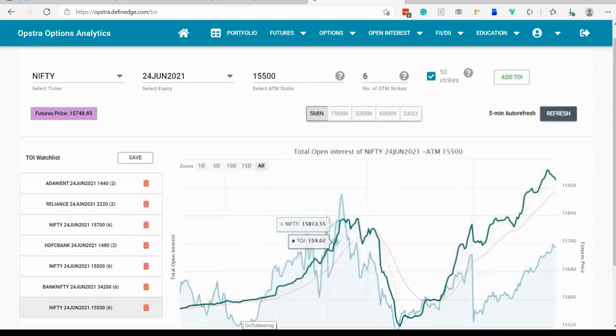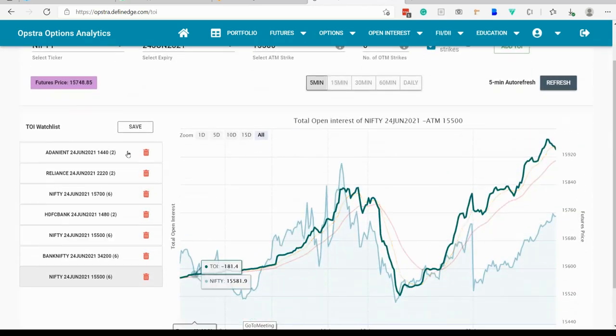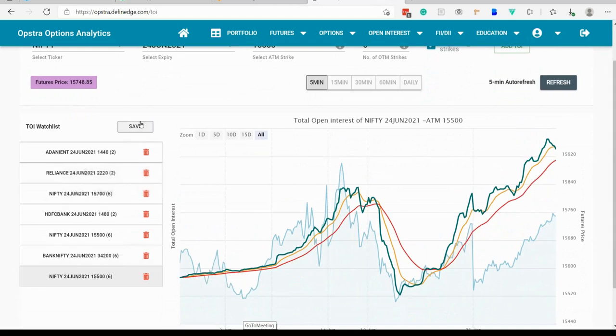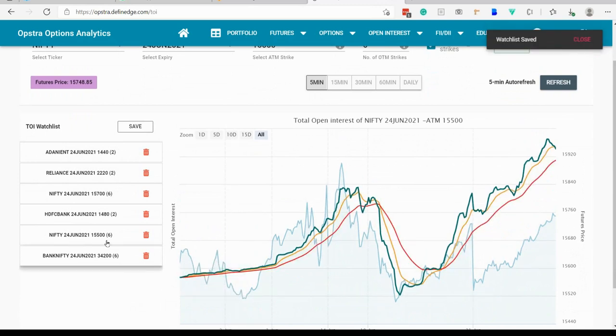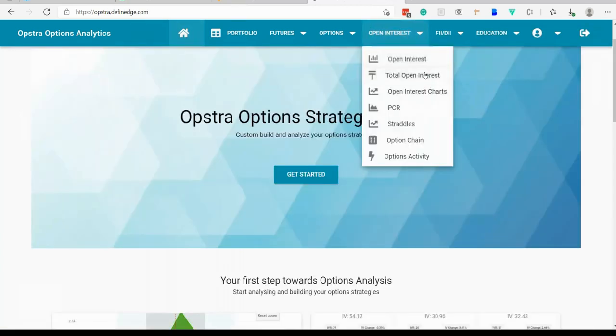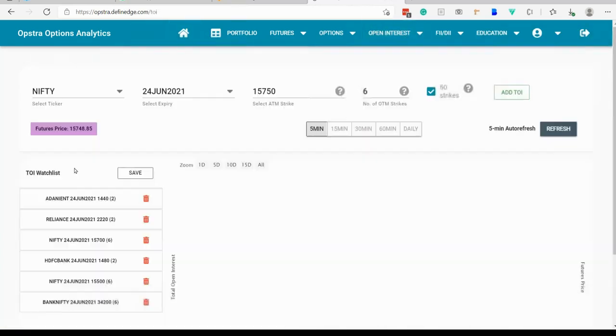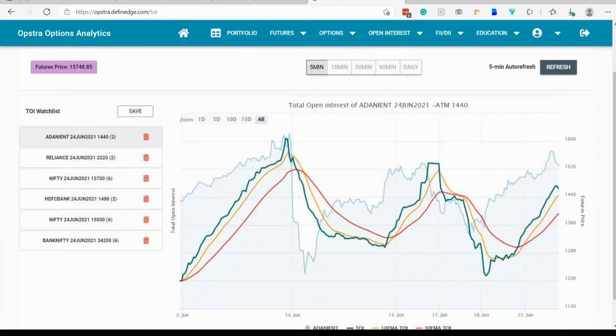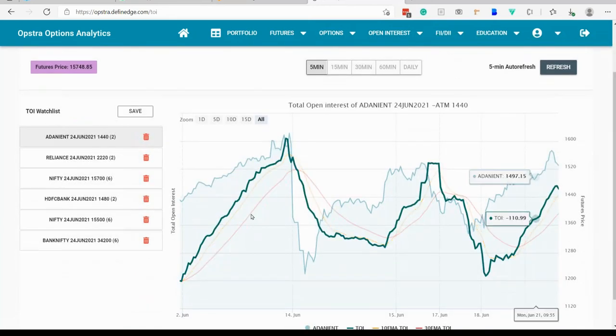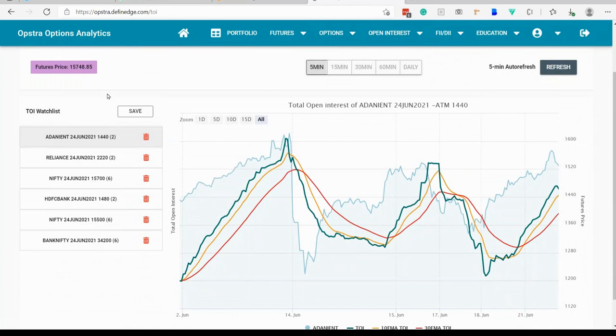Now once you add a total open interest, it is automatically saved in your watch list. You don't even have to save it. If you delete it, it's automatically saved again. So if you go back to some other page and come back to your total open interest, you will get the same exact list. And when the page loads, it will load the first available total open interest chart that you chose.